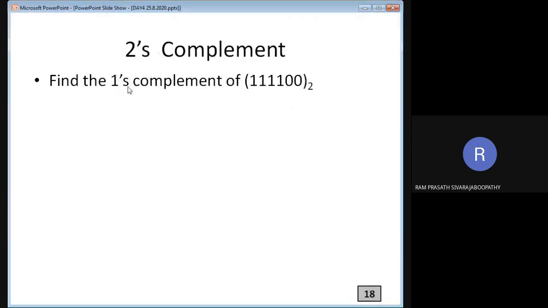2's complement is not 1's complement. So find the 2's complement of this number and type it in the chat box. I have told the procedure. Bharat and Gayatri, whether we are having the number 2 in binary number system, how we have to perform binary addition?